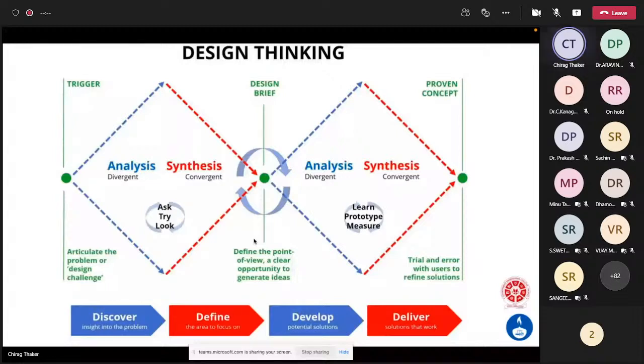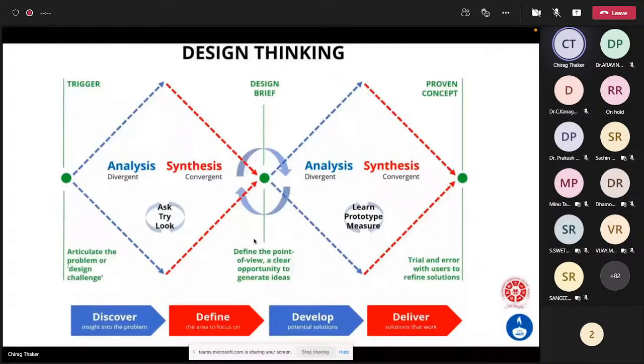So there is one triggering event. In that you will articulate the problem or design challenge. So this is a trigger from where the analysis will start. Analysis would be a divergent thinking process, followed by synthesis, which is going to be a convergent thinking process. And synthesis, convergent thinking, is all about defining the area to focus on. And where it will be amalgamated at one point, it is called design brief. So after your first diamond is over, you are at the point called design brief. So your design brief is ready. What is that? Define the point of view, a clear opportunity to generate ideas. That is the stage of design brief.